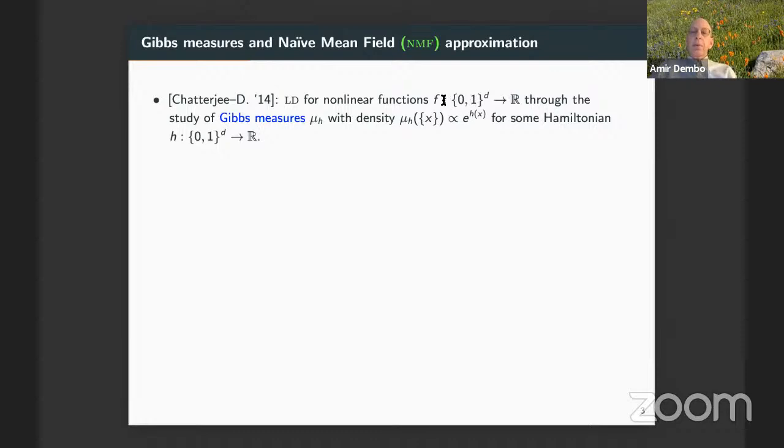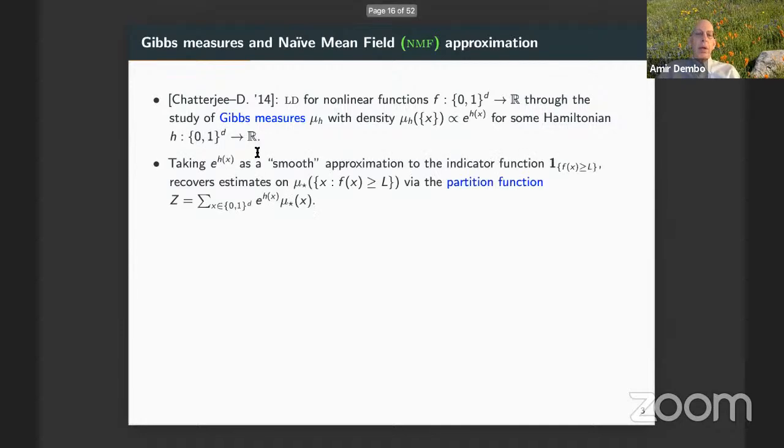And the strategy we propose is as follows. If you want to study the large deviation of this function, you can study Gibbs measures with density which is proportional to e to the h, where h is some Hamiltonian, which is another function from {0,1}^d to R. This is well known. The idea is as follows. You take your density as a smooth approximation of the indicator of the rare event that you are interested in. Here you want to make f very large, bigger than L, some atypical value.